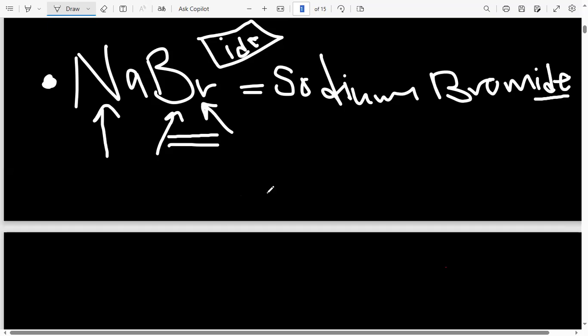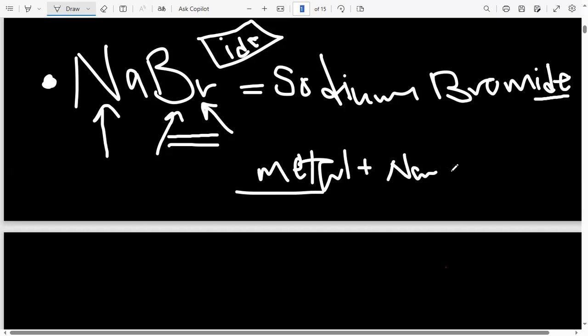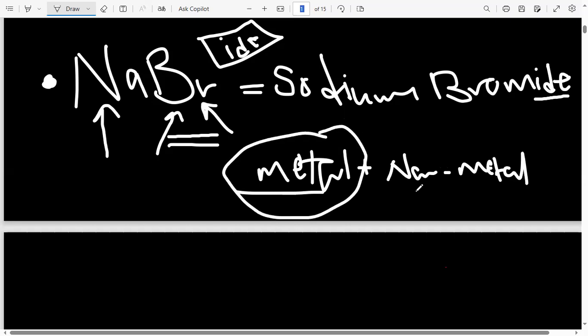So as long as you have a metal here, okay, and then you are combining this metal with a single non-metal, a single non-metal there, then the name of this compound will just be the name of the metal, and then whatever non-metal you have here, just make it end in IDE. So there's a systematic way of naming the compounds.